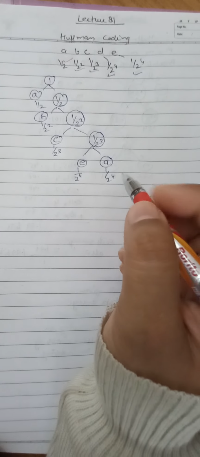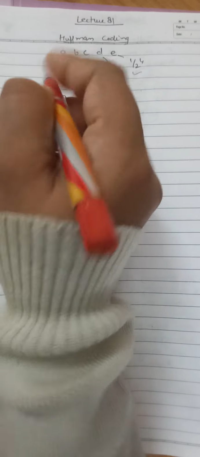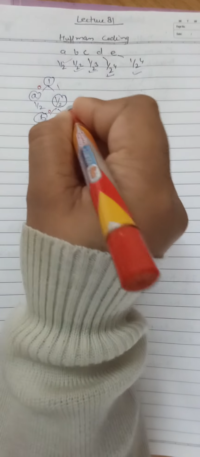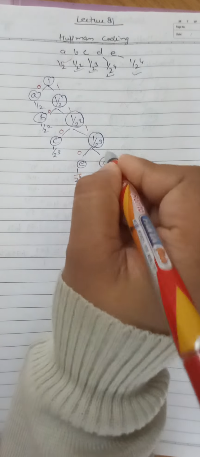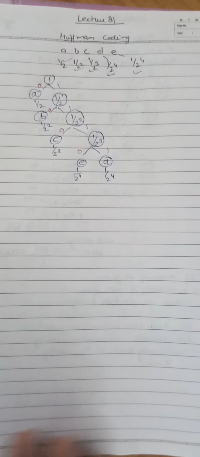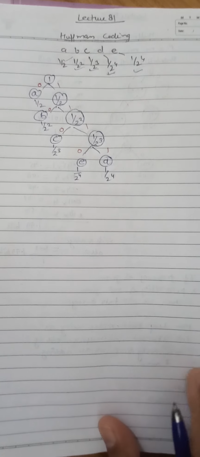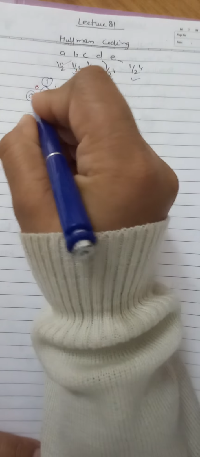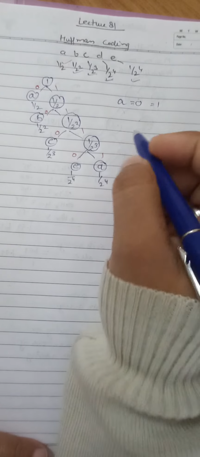So we will put bits now. Left hand side 0, right hand side 1, left hand side 0, right hand side 1, left hand side 0, right hand side 1, left hand side 0, right hand side 1. So in this way we put the bits. Now we will see for A how many bits. This is A. For A it is 0, so number of bits is 1.